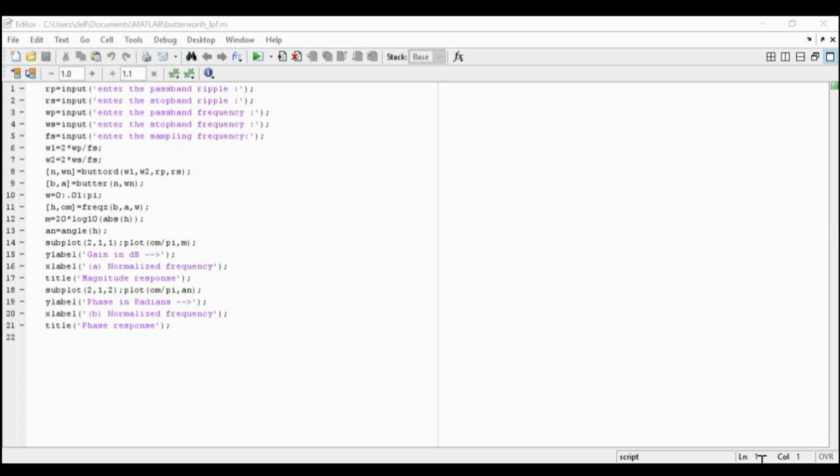So this is the logic of the program for the Butterworth filter. The main important commands you have to remember are butter, freqz, ABS, angle, etc. Butter returns the filter coefficients. Freqz gives the frequency response in the digital domain. ABS of H is the magnitude function. Angle is the phase function. The difference between the subplot and figure commands is that in subplot you plot all the figures in the same window.